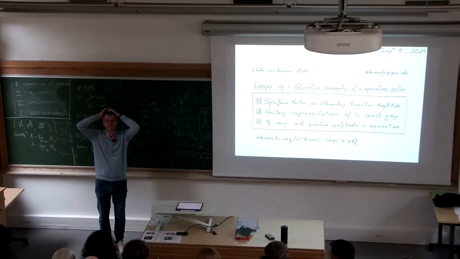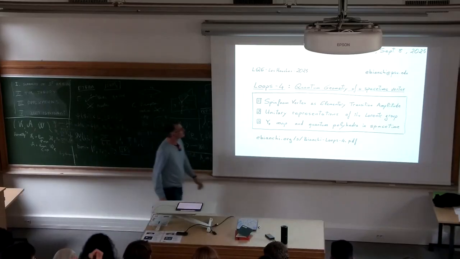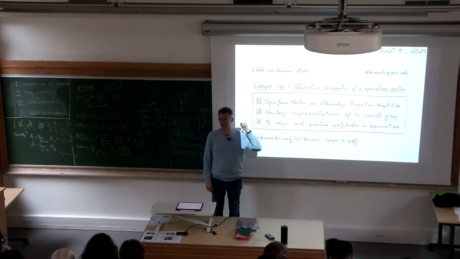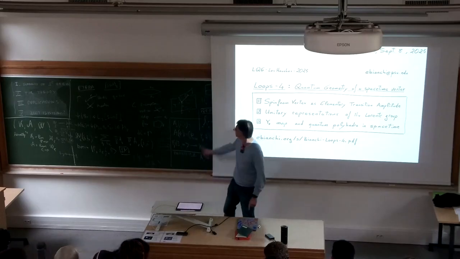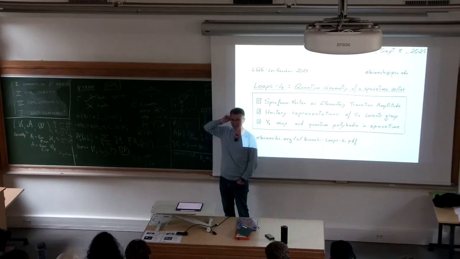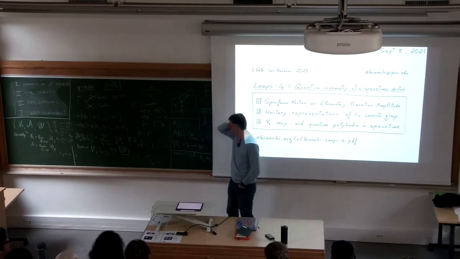Shall we start? Okay, so there's a lot to do today. It's the last lecture on loops. There's something I have to do, which is cover the vertex amplitude. How do you get it? How do you define the quantity that Pietro was computing, the one that Carlo was describing?